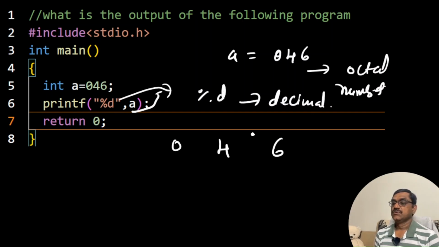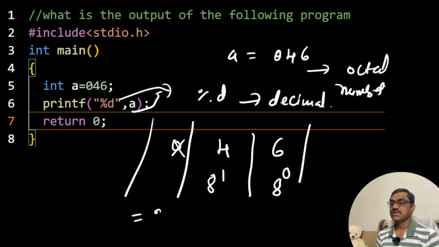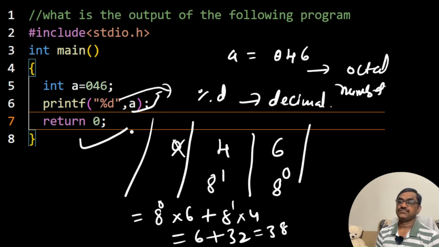How to convert? You take 046. Now octal means the base is 8. You take 8 to the power of 0 and here 8 to the power of 1. So 0 represents octal, you remove this. Simply you take 4, 6 and 8 to the power of 0, 8 to the power of 1. This can be written as 8 to the power of 0 into 6 plus 8 to the power of 1 into 4. So that is 6 plus 32. So we are going to get 38. The output of this code fragment is 38. This is very, very important when you face the technical interview.